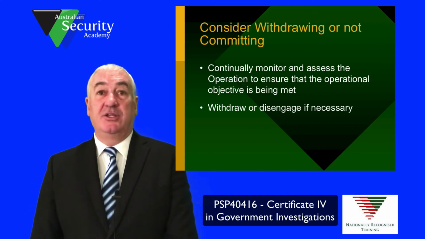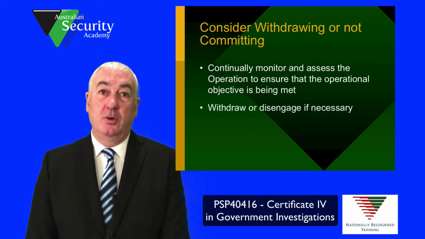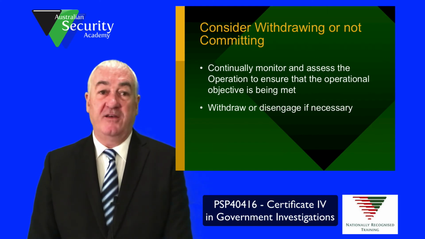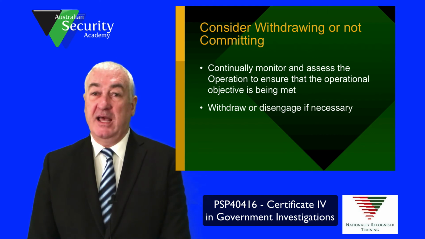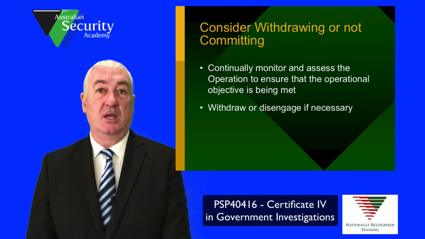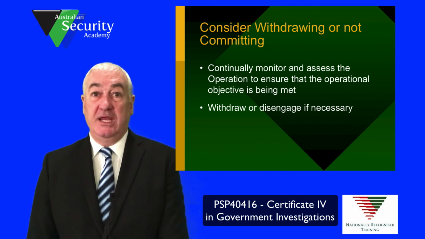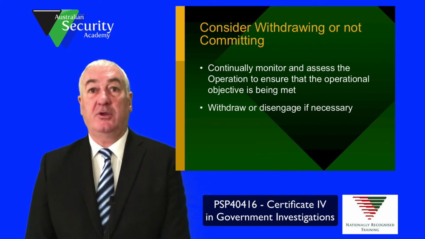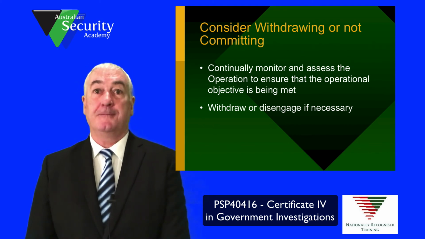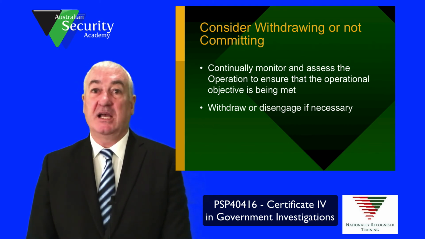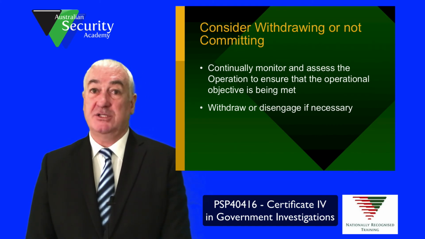The last thing you need to look at is consider withdrawing or not committing. Now, anything to do with safety, if you have savage dogs, if you've got an environment that has chemical hazards or any other thing that may cause you illness or injury, don't commit to the warrant. Go back and work out a plan B. Withdraw or disengage if necessary. Another common one is where the address is wrong.